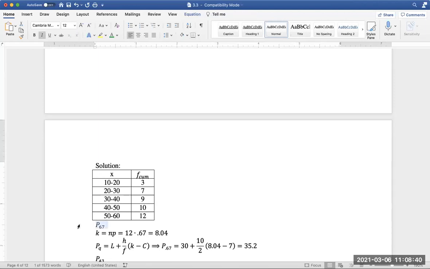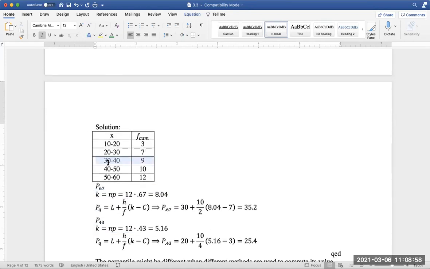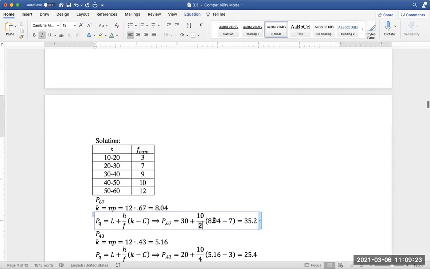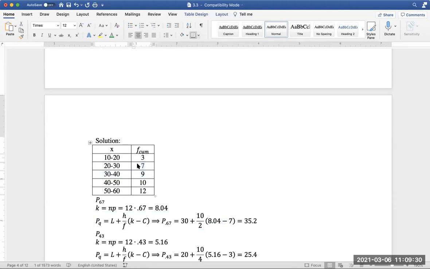So let's find the 67th percentile. For the California method, it's just n, 12, times 0.67, 8.04. And so let's find the first time a cumulative frequency is greater than or equal to 8.04. That's 9. Therefore, the class 30 to 40 is my percentile class. The lower class limit is 30. The class width is 10. The corresponding frequency is 2. K is 8.04. And the cumulative frequency for the class preceding is 7. And so I get 35.2.